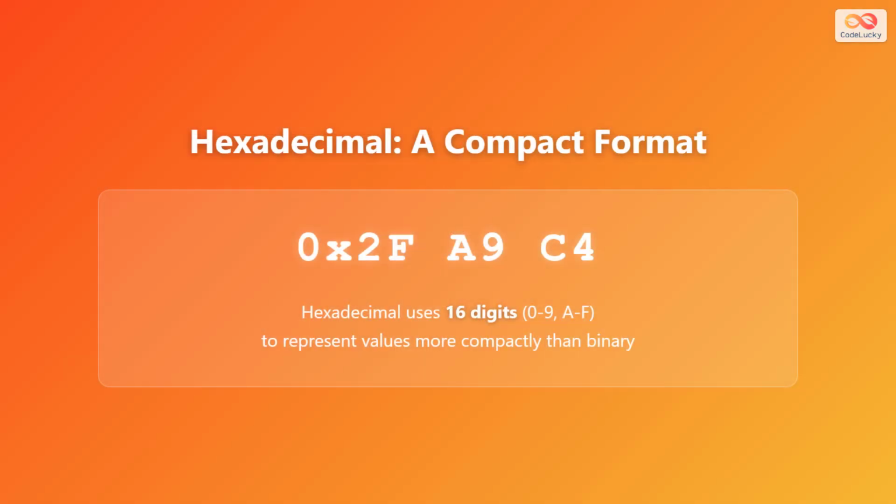Hexadecimal provides a more compact way to represent binary values. While binary can become very long with many zeros and ones, hexadecimal uses 16 different symbols: the digits 0 through 9 and the letters A through F, which represent the decimal values 10 through 15. This compact format makes it much easier for programmers to read and write large binary numbers. For example, the hexadecimal value 2FA9C4 is much shorter and easier to read than its binary equivalent.